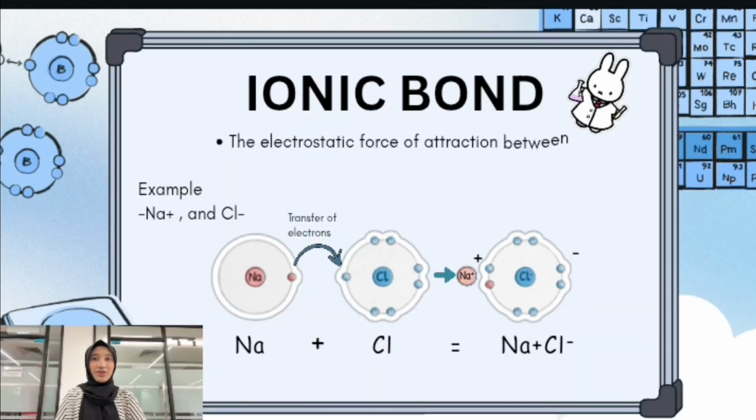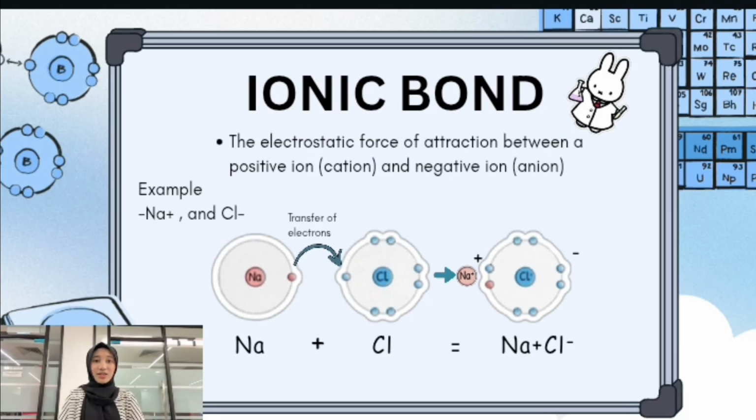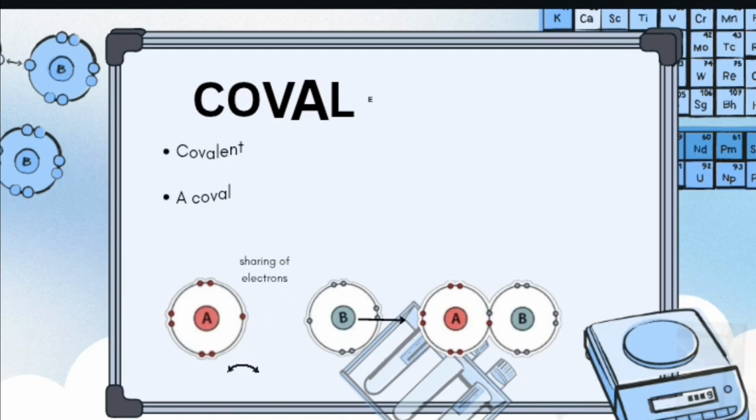So the first one is ionic bond. The electrostatic force of attraction between a positive ion, which is a cation, and a negative ion, an anion. So this is the example, Na plus Cl. Na has one electron, so it transfers the electron to the Cl. So it makes sodium chloride.